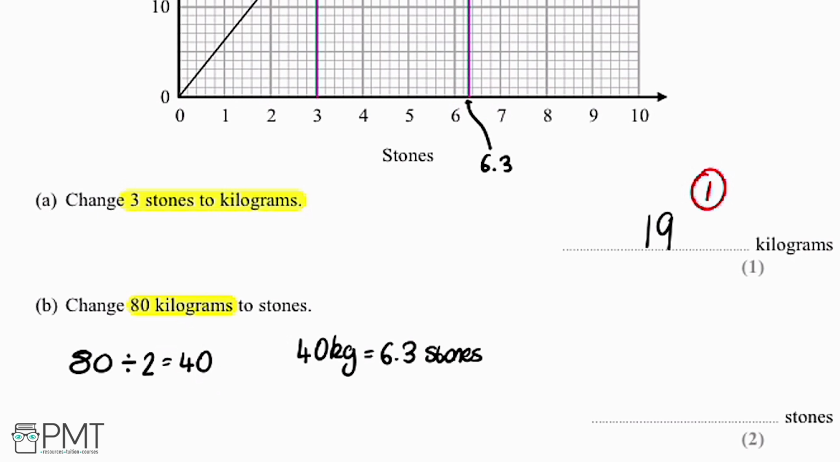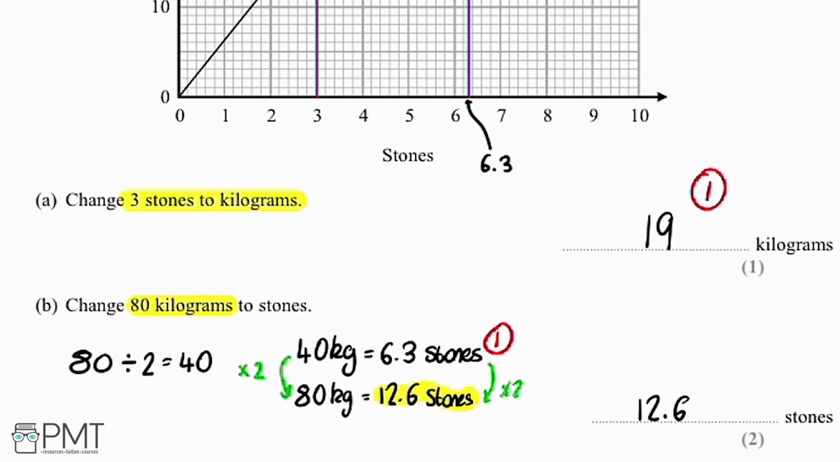But we don't want that, we want 80 kilograms. So if I multiply this side by 2, we're essentially reversing what we did here. We'll get back up to 80 kilograms. But we've got to do the same on the other side. If we multiply by 2, we'll have 6.3 multiplied by 2, giving us 12.6, which is our final answer. So we get 1 mark for converting 40 kilograms, or any other factor of 80 for that matter. Then we get a second mark for scaling that back up to get the correct answer, 12.6.